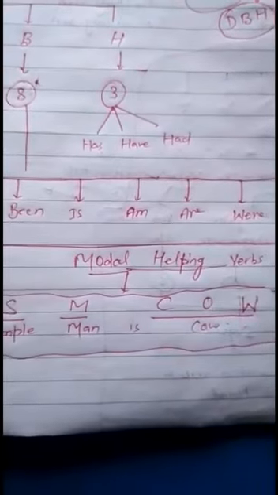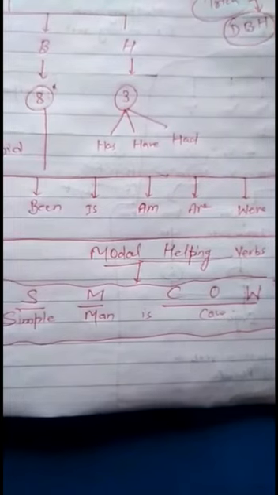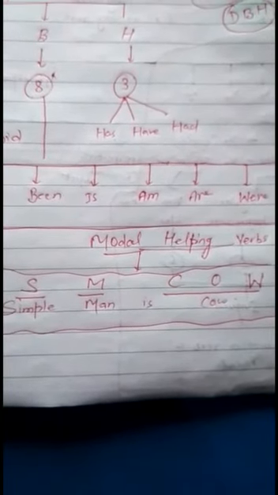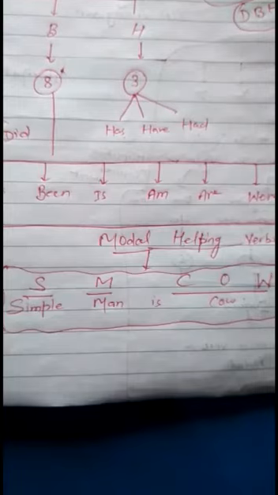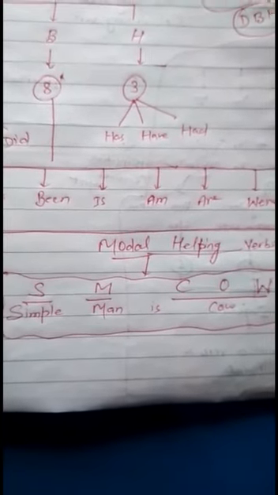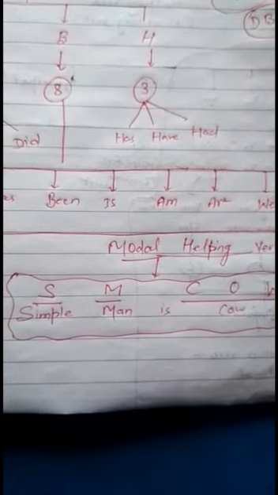Now the turn comes of modal helping verbs. To remember all the modal helping verbs in a very simple form, I have created one trick. The trick is SMCOW. Remember it like simple man is cow. S stands for simple, M stands for man, is, and COW is itself a meaningful word over here.